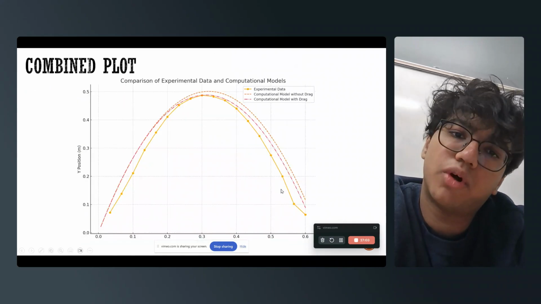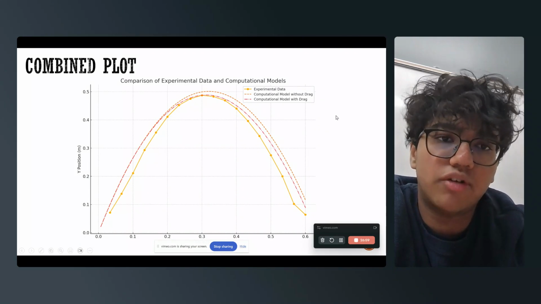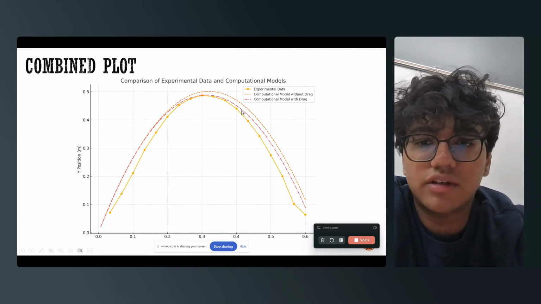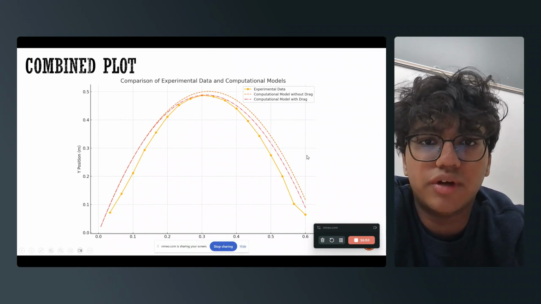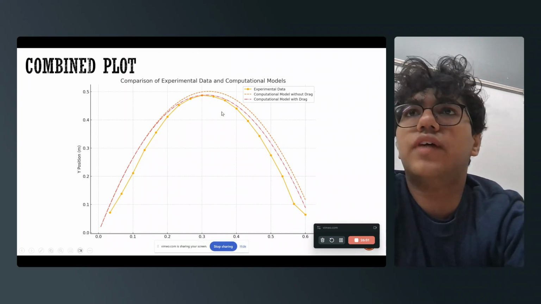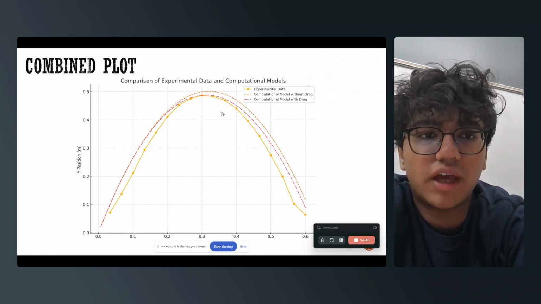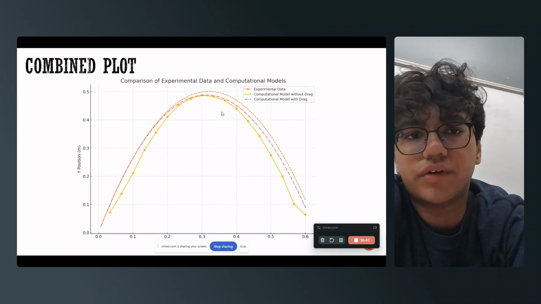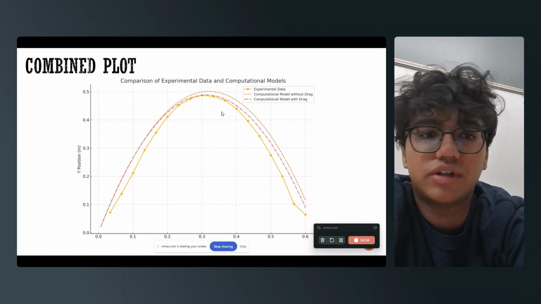This is the combined plot, so all three plots: the experimental data, the computational model without drag and the computational model with drag. As you can see, the experimental data is below both of the other two graphs, which makes sense because of air resistance and other negligible effects. The computational model without drag is the farthest away from the actual data. The computational model with drag models the experimental data pretty well, although not completely accurately.